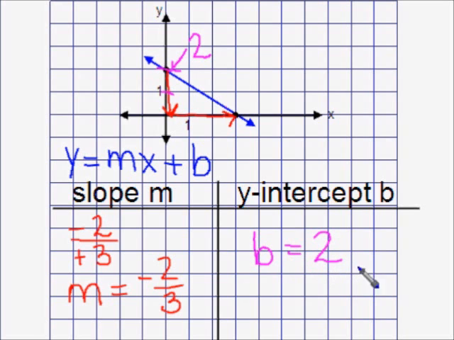So now that we know both m and b, we're ready to write our equation. y is equal to slope -2/3 times x plus our y-intercept 2. The equation of this line is y equals -2/3 x plus 2.